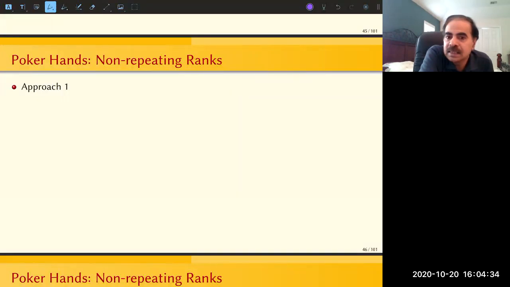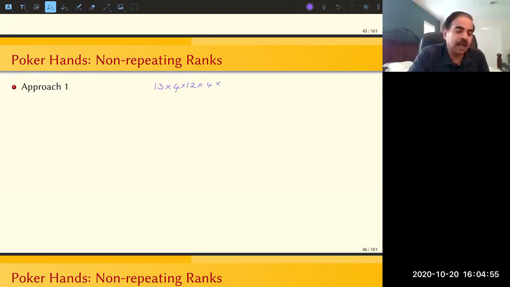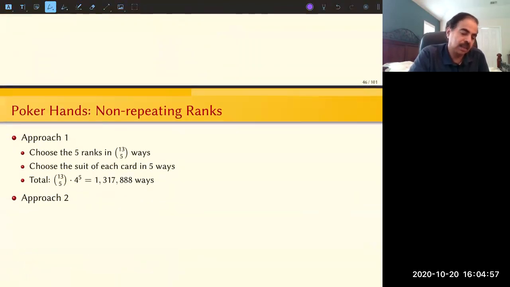Well, for the first card, there are 13 ranks it could be. Okay. And then for any of those ranks, there would be 4 different cards to choose from. Suits, yeah. And then for the next card, it'll be 12 times 4. And then 11 times 4, 10 times 4, 9 times 4. Okay. So good.